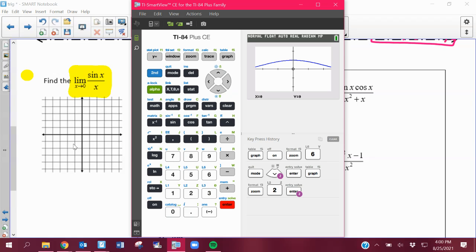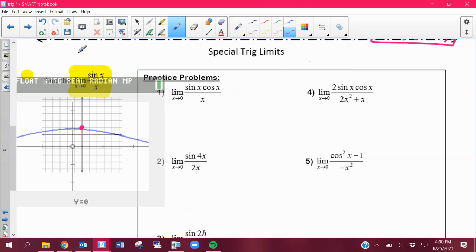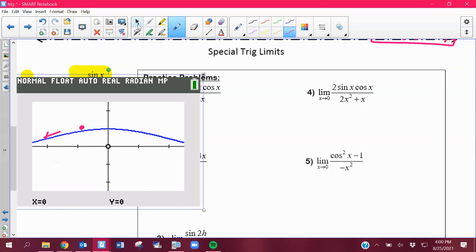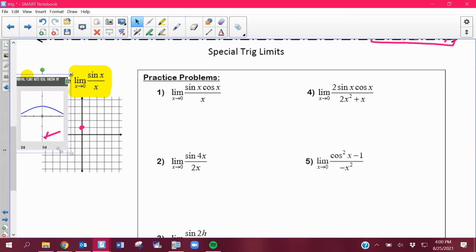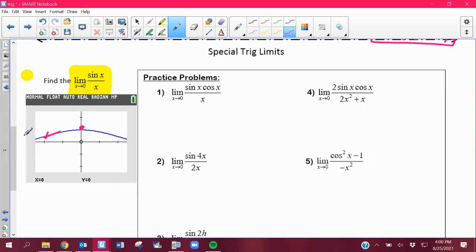So we looked at the picture. It's going to squiggle around the sides, except it's going to go up until it hits 1. So this is the limit you need to memorize. The limit as x goes to 0 of sine x over x is just 1.